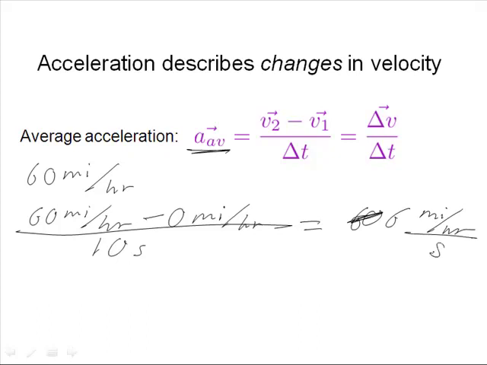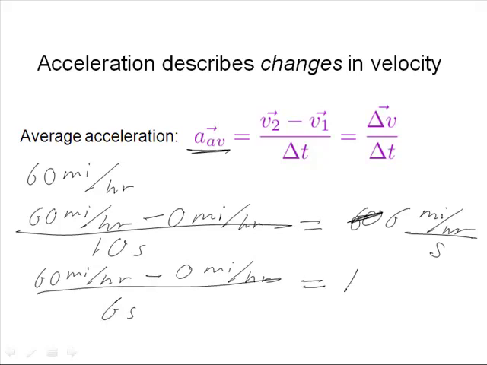Now that's a decent but not particularly impressive acceleration. A really good acceleration would be a car that went from 0 to 60 in, say, 6 seconds. In that case, I would have an acceleration of 60 miles per hour minus 0 miles per hour divided by 6 seconds, which would be 10 miles per hour per second.